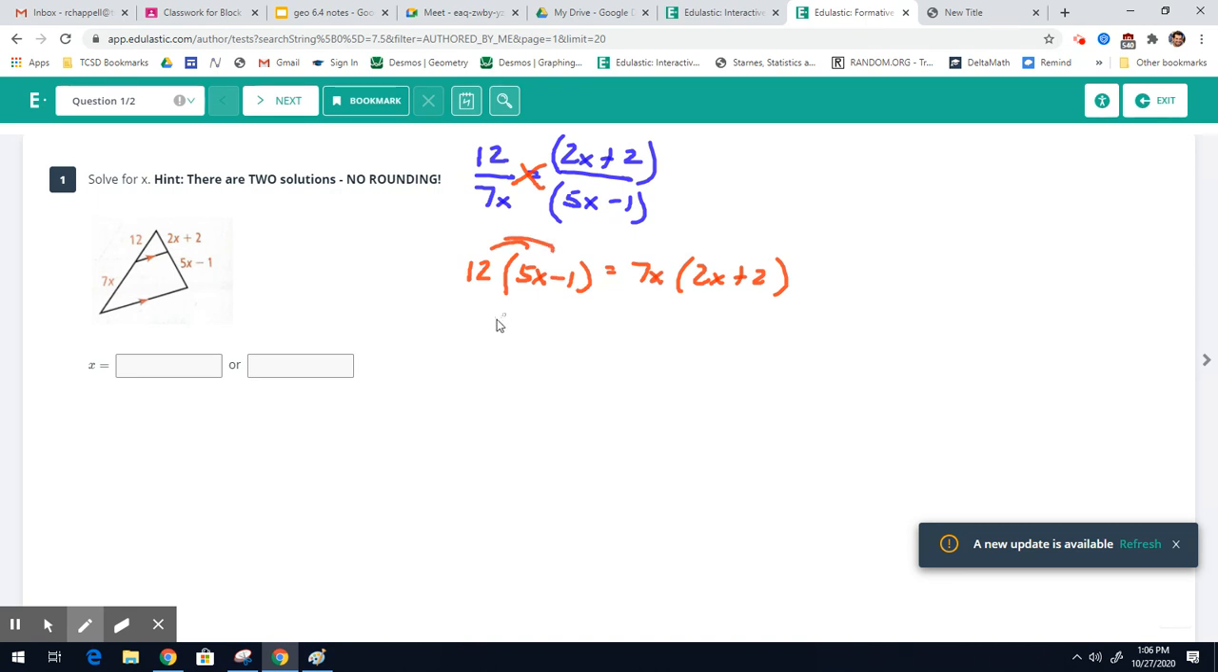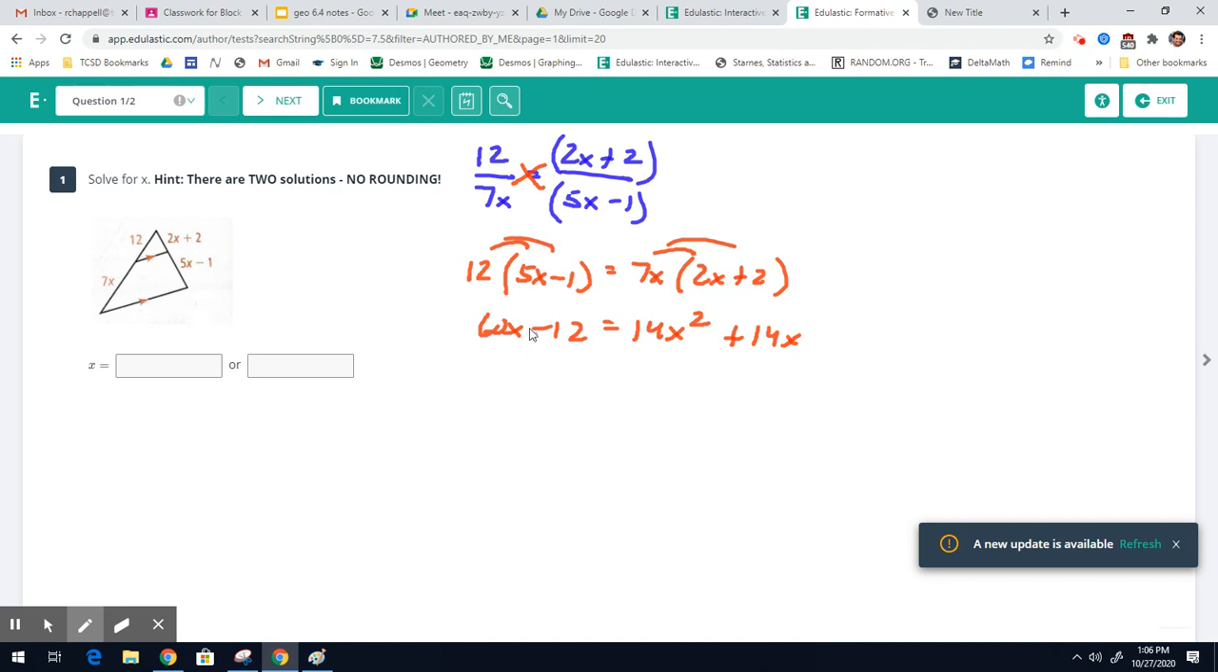So distribute the 12. 12 times 5x is 60x. 12 times negative 1 is negative 12. Distribute the 7x. 7x times 2x, that's 14, and x times x is x squared. And 7x times 2 is 14x, and the x just comes along.